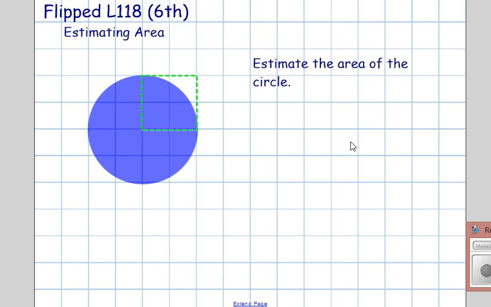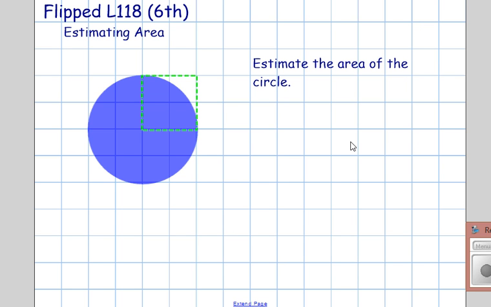Estimating area is a concept that you may have seen in science class, you may have seen in other classes, but it's using a grid to help you understand what an area of a complex shape really is. Let's start by analyzing a simple shape like a circle.